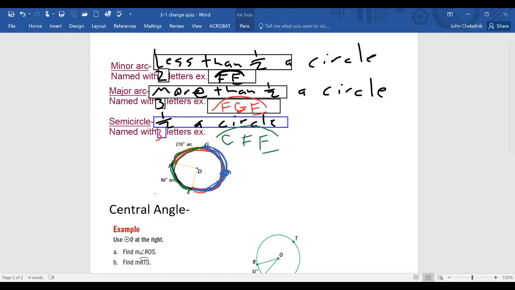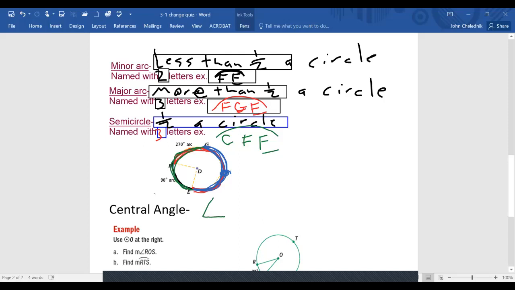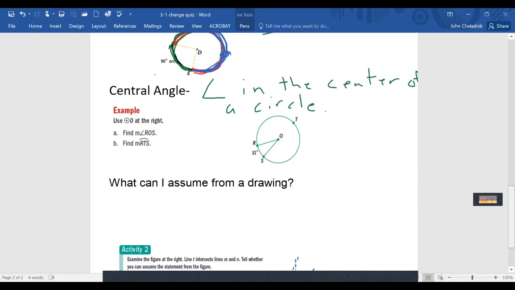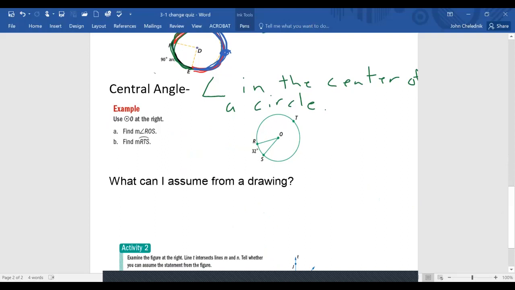Now, a central angle is an angle. I'm going to use the angle symbol. This means angle. It's the angle in the center of a circle. Okay? That's called a central angle. And then we've got some central angles in this picture right here.